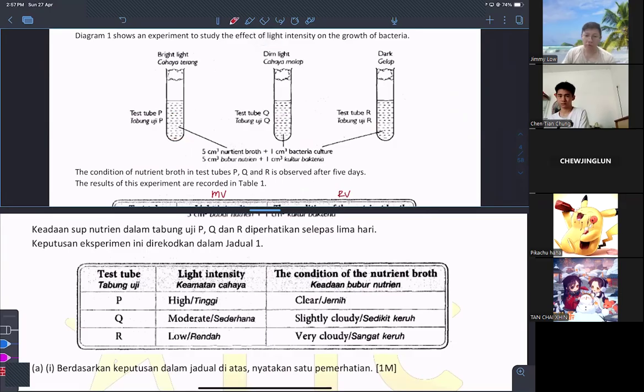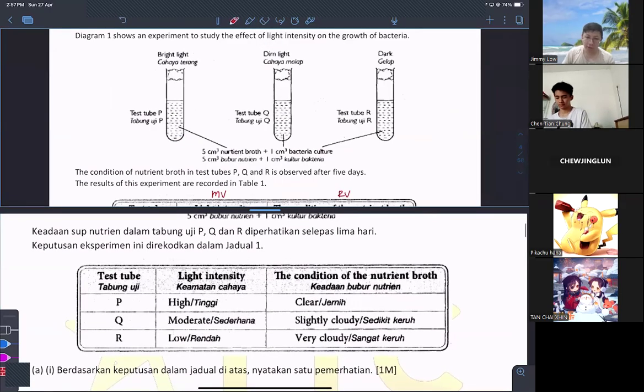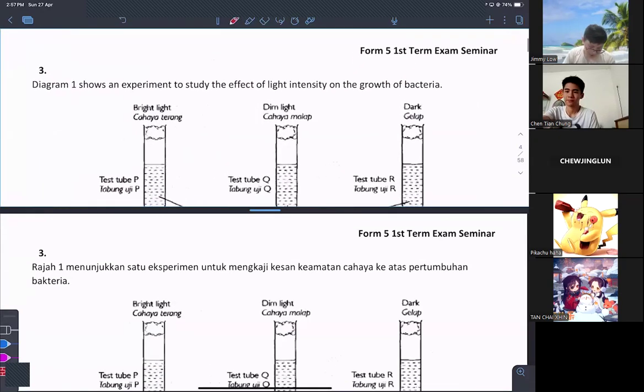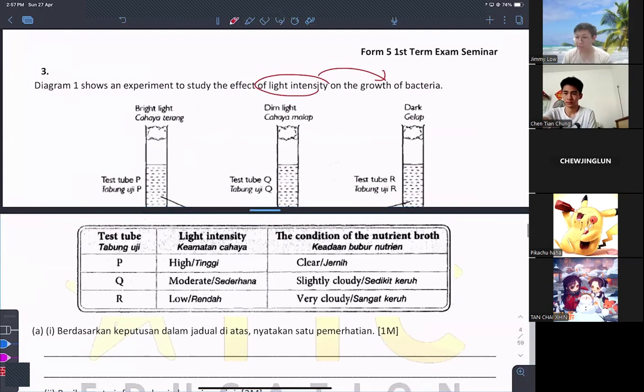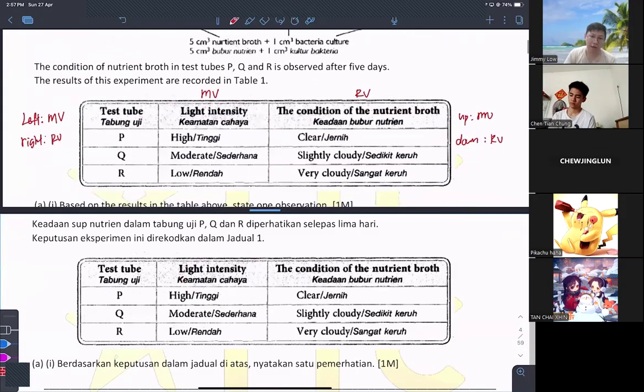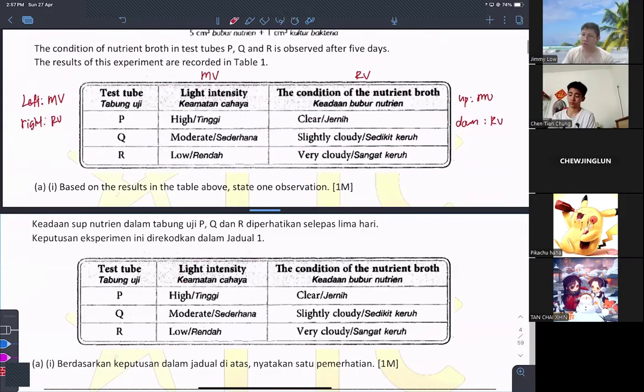Another, more accurate way to double check is your question. You see, to study the effect of light intensity on the growth of bacteria. Relatable or not? The light intensity on the growth of bacteria. So growth of bacteria is actually related to the condition of nutrient broth. Related lah. So this will tell you that my MV and RV are correct. When you do this, it's not going to spend you like 5 minutes, maybe not even 1 minute. Just read through only, then you can double check your answer already.